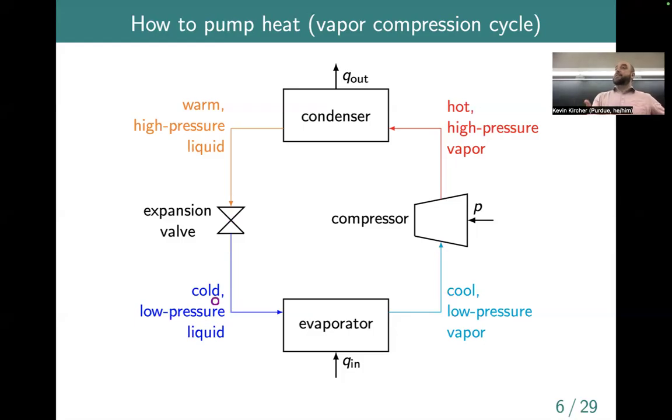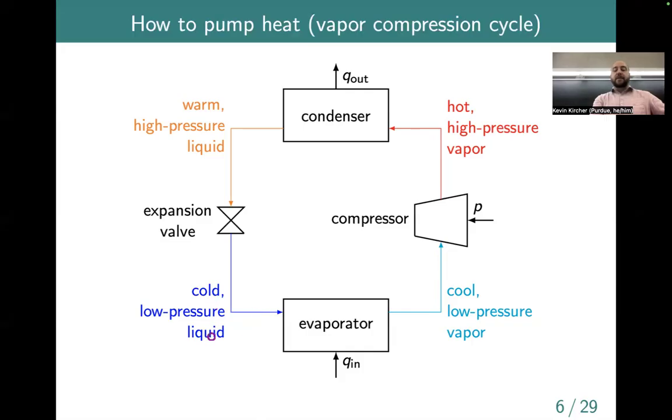And part of the art of choosing a refrigerant to run in a heat pump cycle like this is finding something with the appropriate properties so that when it flows through an expansion valve, at the temperatures and the pressures that we're using in the cycle, we get a really big temperature drop. And then we flow through the evaporator.